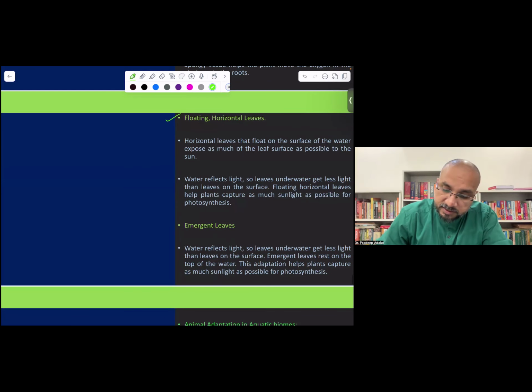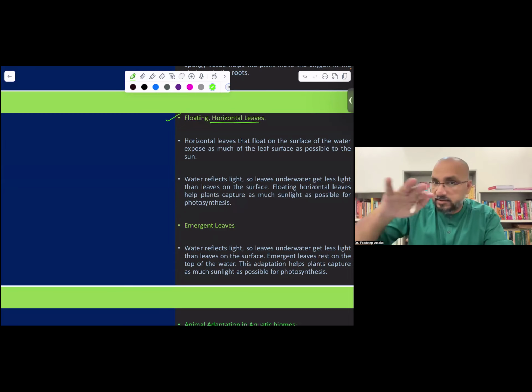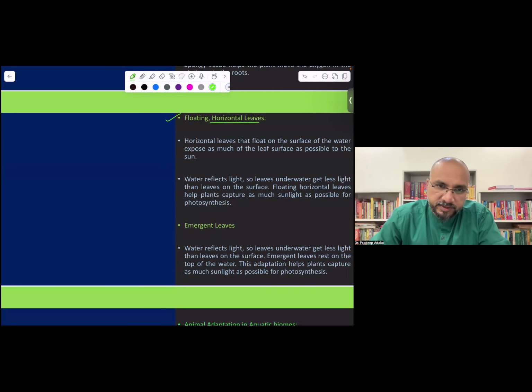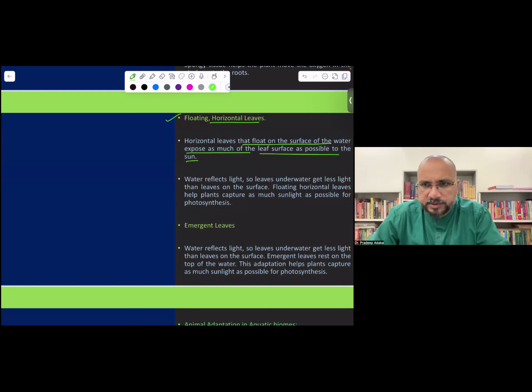In some plants, they have floating horizontal leaves. These leaves float on the surface of the water. Horizontal leaves that float on the surface expose as much of the leaf surface as possible to the sun to carry on photosynthesis.